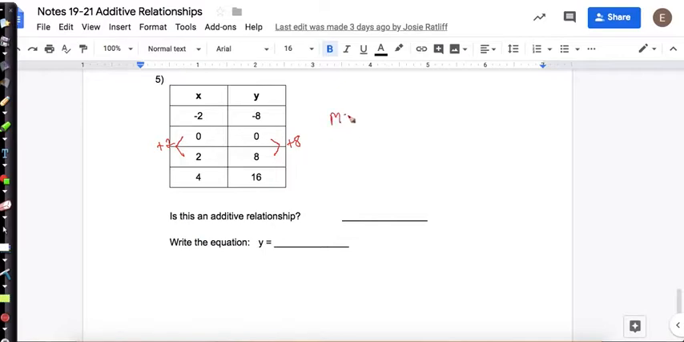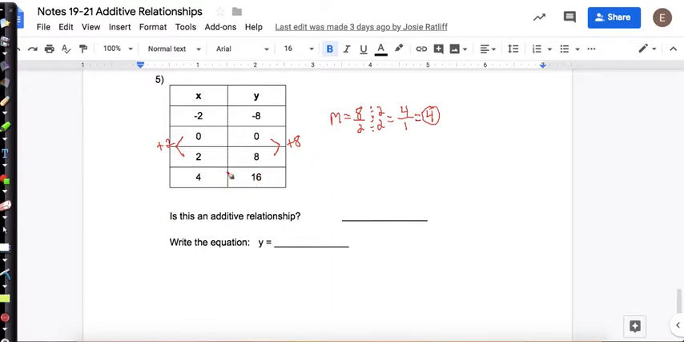Remember, slope is change in y over change in x. And what can I divide top and bottom by to simplify? Good, it's 2. So 8 divided by 2 is 4. 2 divided by 2 is 1. And 4 divided by 1 is 4. So that means the slope is 4.